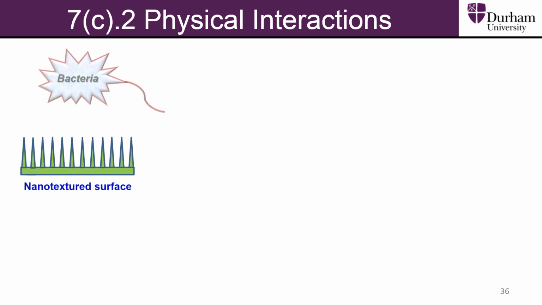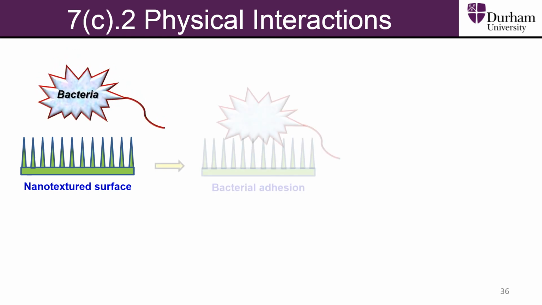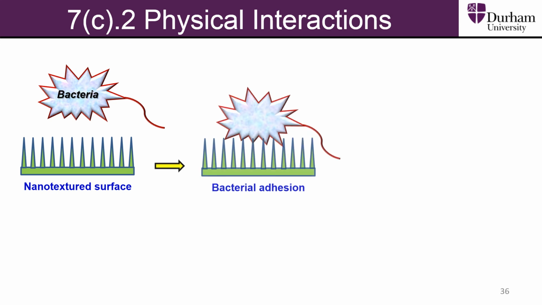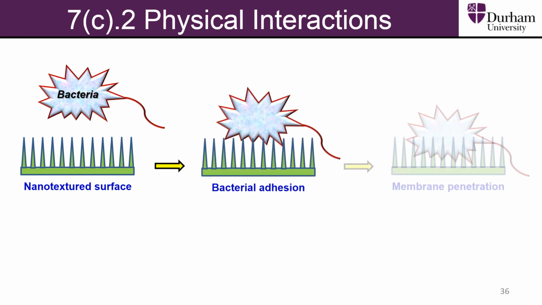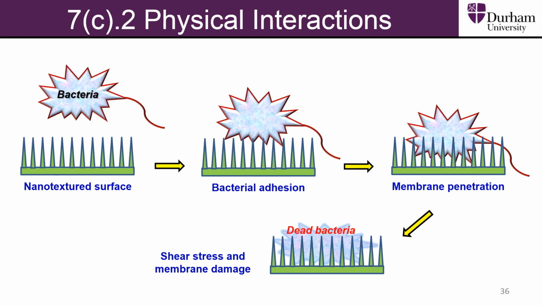In this case, after bacteria cells come into contact with a nanotextured surface, strong shear forces are imposed on the bacteria's membrane upon attempts to move away. The severe shear stress then initiates damage in the membrane, which ultimately causes leakage of cytoplasmic material from the cells, thus killing them.